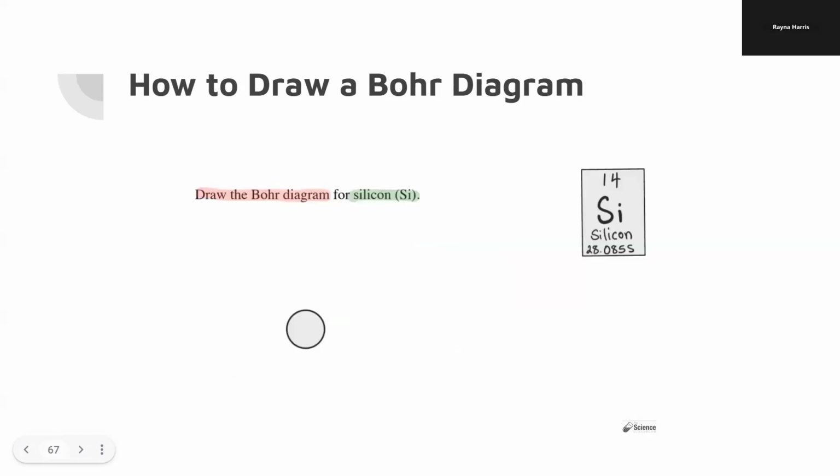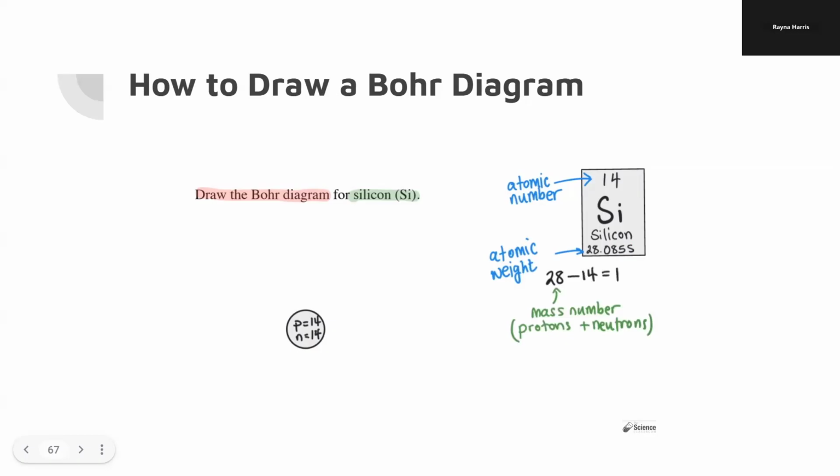First, we draw in the nucleus. The nucleus is where the protons and neutrons are located. I'm going to include these amounts in the nucleus. Not all chemistry teachers will require this information, but I always recommend you add it here. Silicon has 14 protons. I know that because its atomic number is 14. It also has 14 neutrons. I know that because I round the atomic weight to the nearest whole number. This represents the number of protons and neutrons added together. It's called the mass number. So if I subtract the number of protons from this mass number, then I know the number of neutrons.